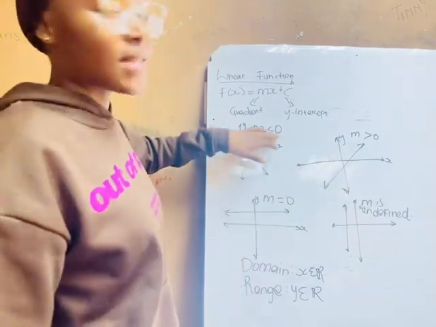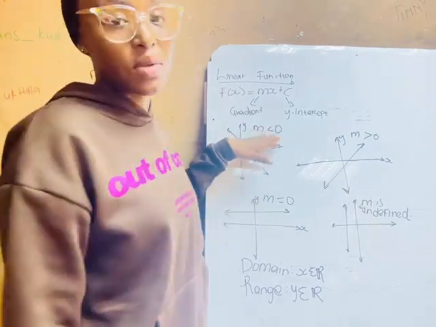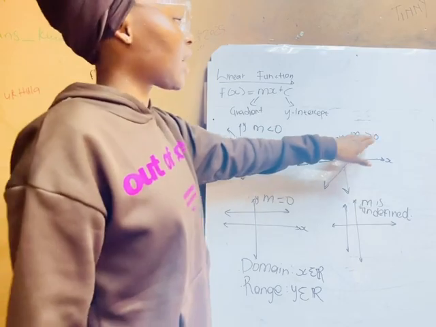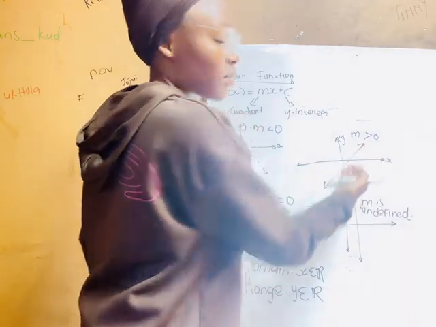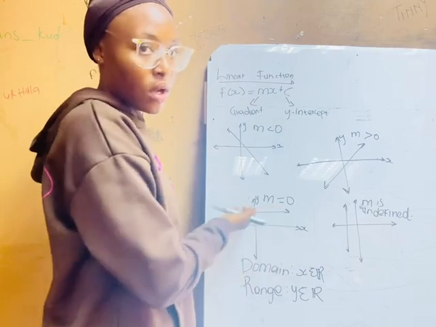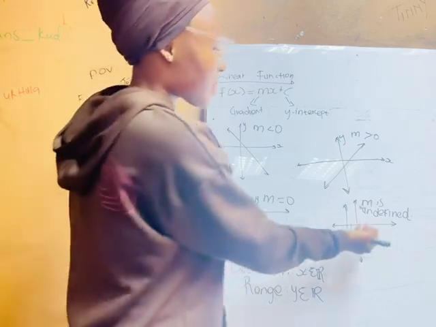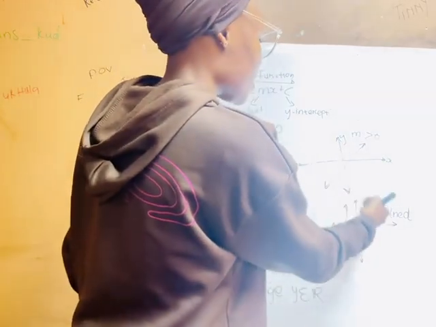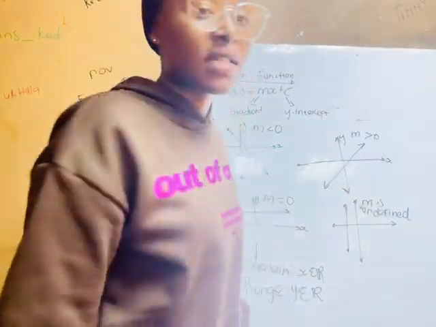So when our gradient is less than 0, it means the shape of the graph will be like this. It means that the gradient is what? Is negative. And this one, the gradient is what? Is greater than 0. The gradient here is positive. This is the shape of the graph. And here we can see when the gradient is equal to 0, this is the shape of the graph. And then here, when the line is passing through the x-intercept vertically, it means what? The gradient is undefined.